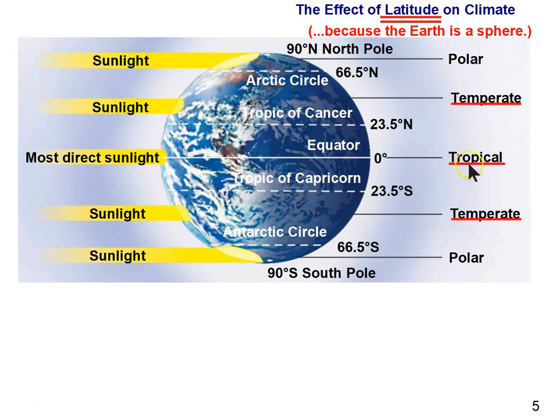So the equator is tropical. After we cross these two latitudinal positions, the Tropic of Cancer and the Tropic of Capricorn, those are considered temperate regions, and that's where we live. And then after you cross the Arctic Circle at 66.5 degrees south or 66.5 degrees north, those are considered polar regions, and they're colder. And the poles are at 90 degrees.